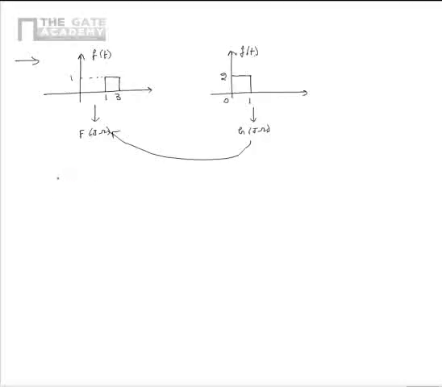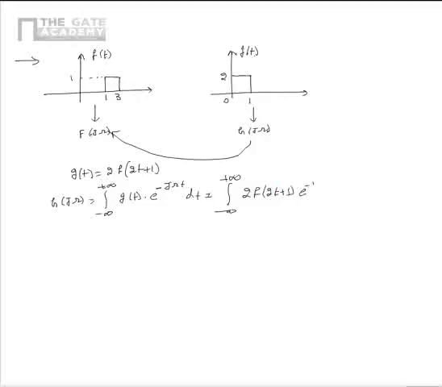So we can see that g(t) can be obtained from f(t) by advancing f(t) by one sample and compressing along the time axis by a factor of 2. From this we can write that g(t) is equal to 2 times f(2t+1). So now we can write the Fourier transform of g(t), that is G(jω), is equal to the integral from minus infinity to plus infinity of g(t) multiplied by e^(-jωt) dt, which is equal to the integral from minus infinity to plus infinity of 2 times f(2t+1) multiplied by e^(-jωt) dt. Now substitute 2t+1 equal to p.